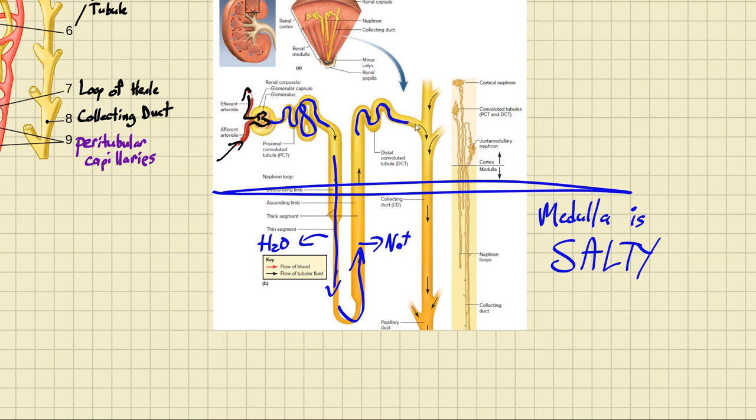At the end, the filtrate will flow into the collecting duct, which collects urine, or almost urine, from many nephrons. The collecting duct has tiny little holes in it called aquaporins that can open up in the presence of the hormone ADH, antidiuretic hormone, and allow water to come back out into this salty medulla tissue and be reabsorbed into the blood.